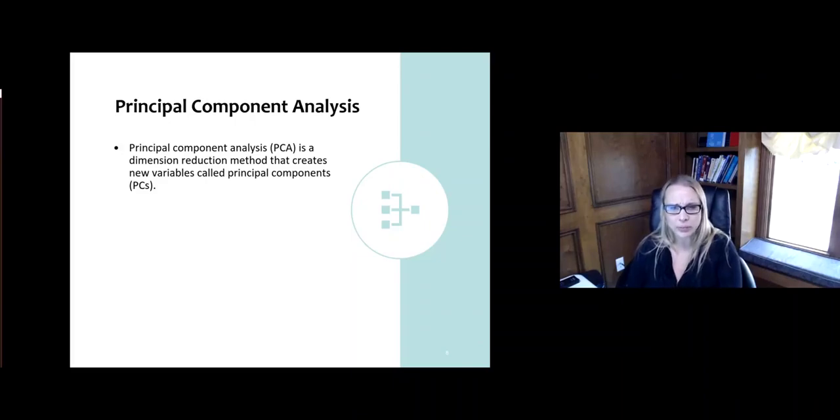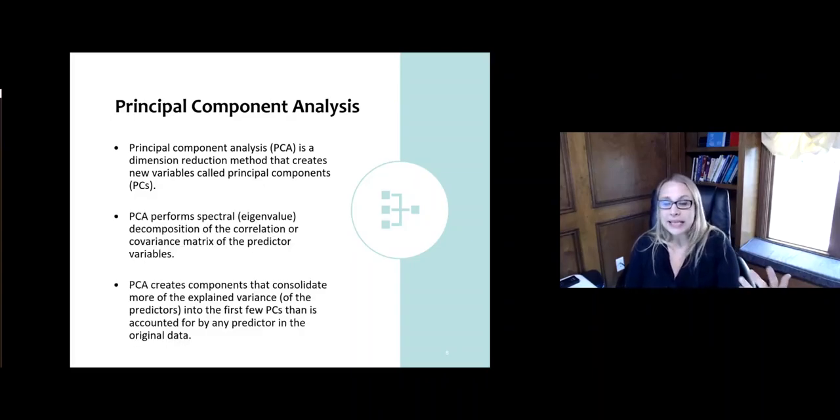Principal component analysis is a dimension reduction method that creates new variables that are called principal components. PCA performs a spectral or eigenvalue decomposition of the correlation or covariance matrix of the predictor variables. So PCA creates components that consolidate more of the explained variance of the predictors into the first few principal components, and that's going to be accounting for more than any single predictor in the original data set.